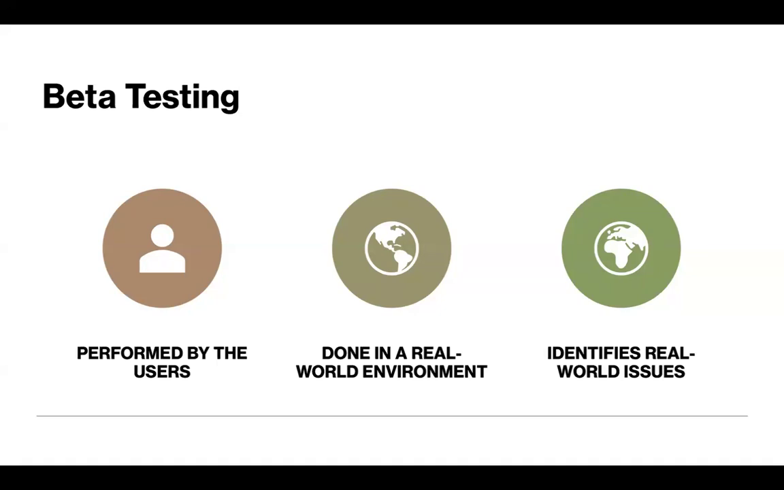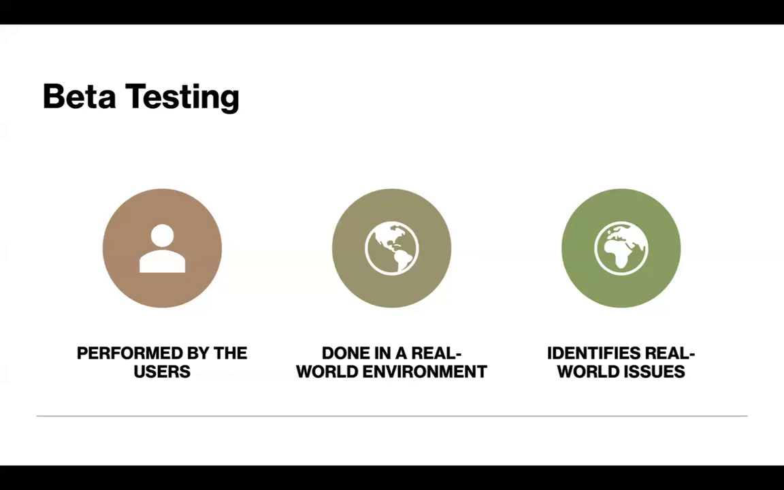It is done in a real world environment. Remember, alpha testing is done in a controlled environment. So this is the key difference. Beta testing is done in a real world environment. What that means is basically we just push it out there, we give it to the people, and we tell them to go crazy with it. Just do whatever they want to do with it and just give us feedback on how our system is performing.